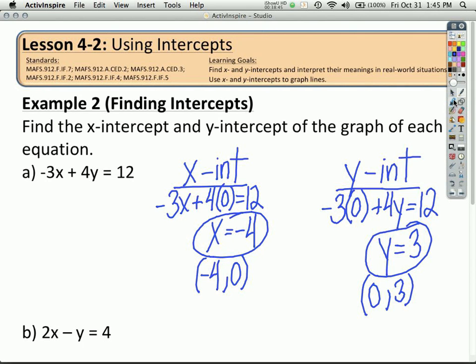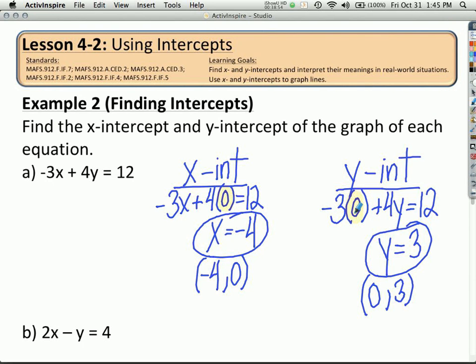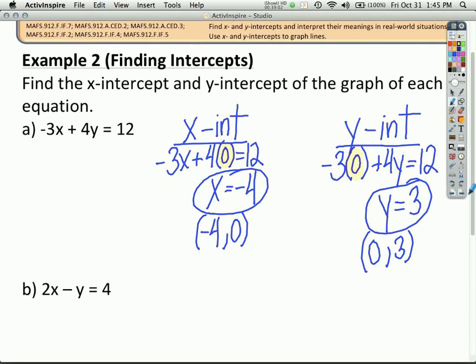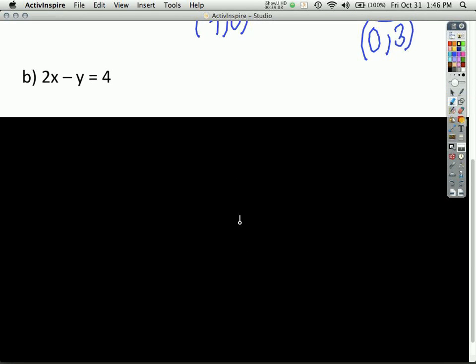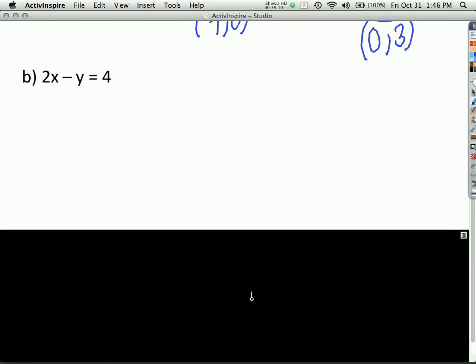So this is something you have to remember. You have to actively know in your mind that to find the x-intercept, you do that. To find the y-intercept, you do that. You have to remember. So it has to become part of you. And to do that requires practice. Any questions about that? Okay? So, Part B.